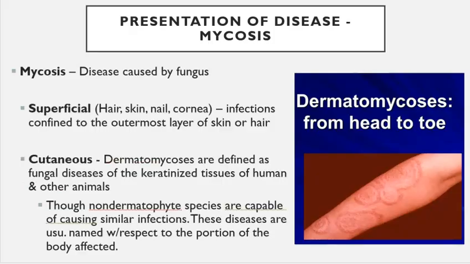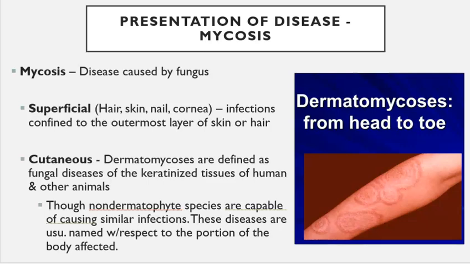Disease caused by fungus is known as mycosis. It can be superficial or cutaneous, subcutaneous, or systemic. But let's first start off by talking about superficial. Superficial infections can include the hair, skin, nails, and cornea. These are infections confined to the outermost layers of the skin or hair.